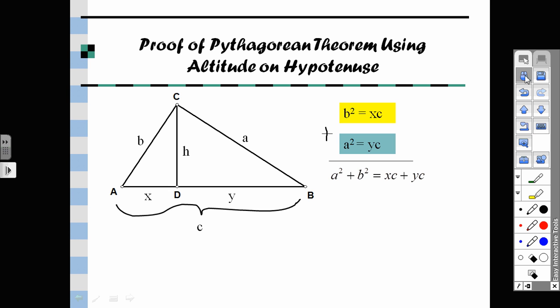Okay. So when we add them together, we get a squared plus b squared on the left-hand side, and we get xc plus yc on the right-hand side. All right, so over here, they both have a c, so I can factor out a c, and I'm left with a squared plus b squared equals c times x plus y. Well, if we go back to our diagram, x plus y is also considered c. So if I plug that in, I get the Pythagorean theorem. All right, there you go.